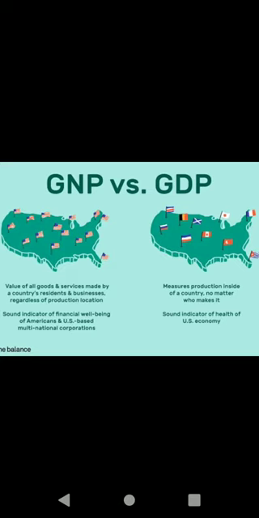So goods are tangible items, while services are activities which are intangible. Are you clear? Goods and services. Goods are tangible items, while services are intangible. Market value is the price at which goods and services are sold in the market.